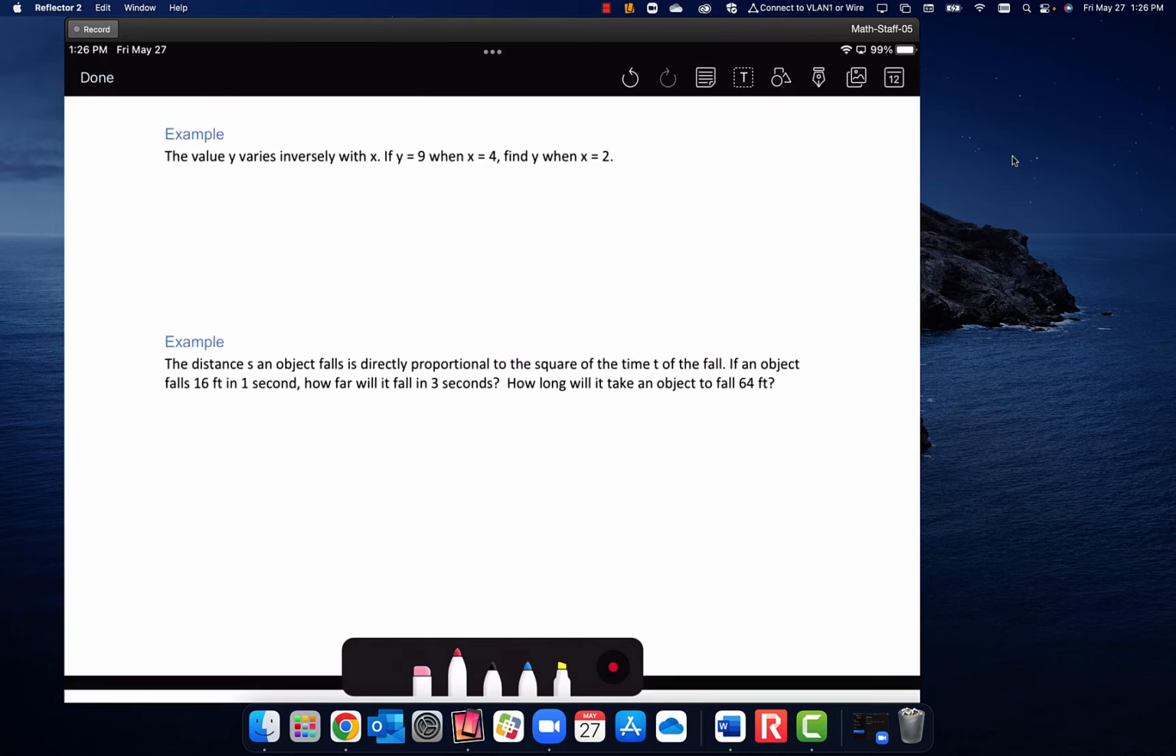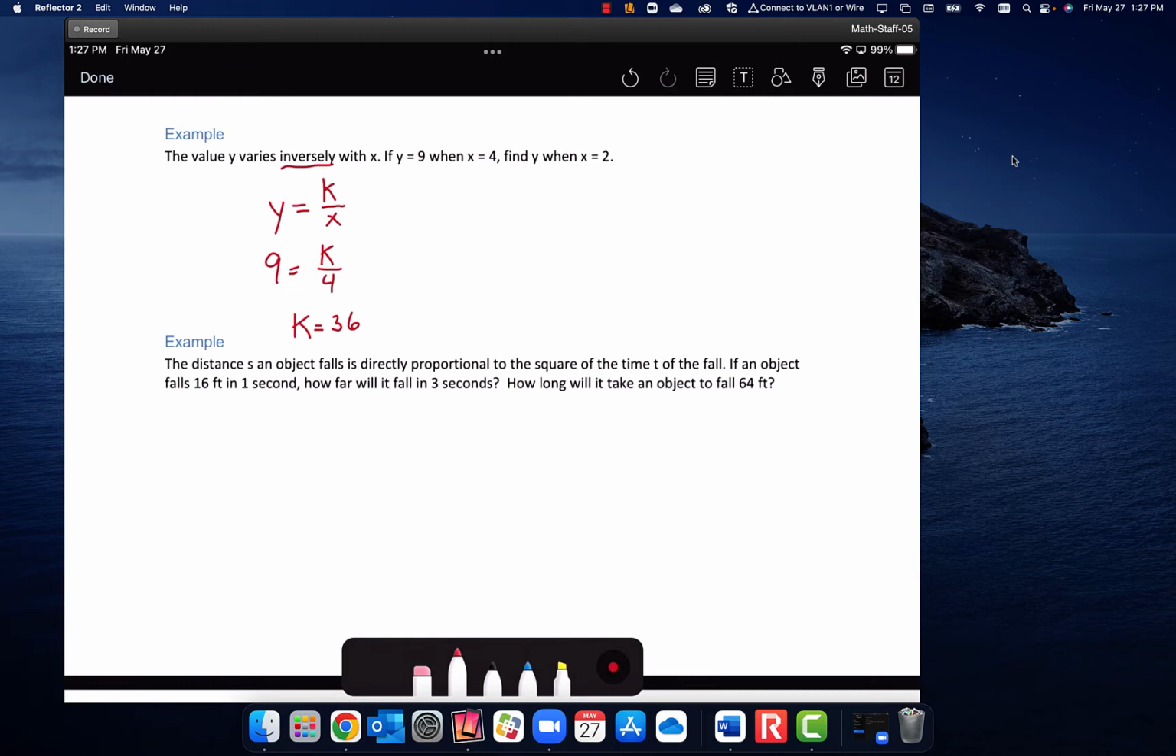The value y varies inversely with x. The keyword inverse means we're dealing with the equation y equals k over x. Now let's use the initial conditions to find k. When y is 9, x is equal to 4. Therefore, k must be 36.